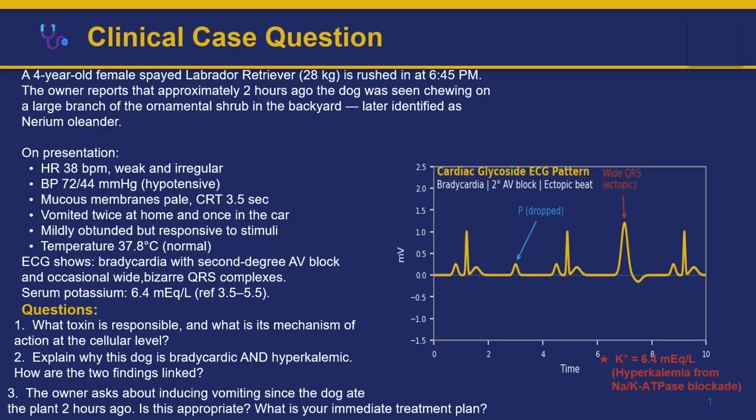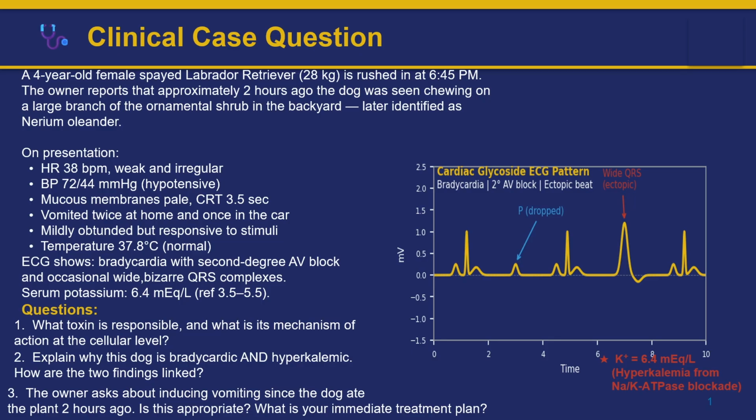It binds to and inhibits the sodium-potassium ATPase pump, the sodium-potassium pump on the surface of cardiac myocytes. Under normal circumstances, this pump actively extrudes 3 sodium ions from the cell and brings in 2 potassium ions per cycle, maintaining the electrochemical gradient that allows the cell to repolarize and fire again.